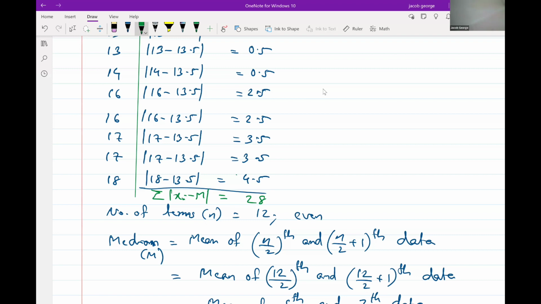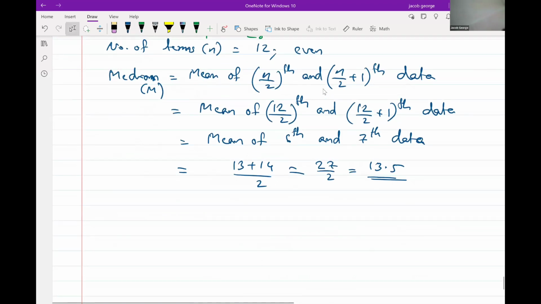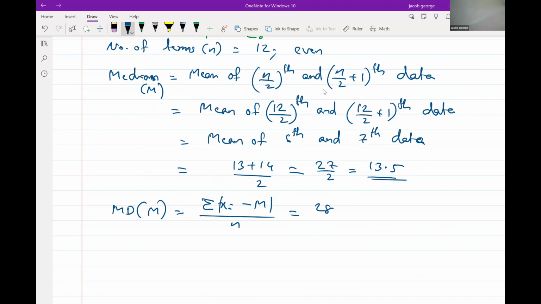Now you will write down the formula. Mean deviation about median, MD(M), is equal to sigma modulus xi minus m by n. That is 28 by number of terms 12. What is 28 by 12? When you cut by 4, we get 7 by 3. 7 by 3 is how much? 2.33. This is the right answer.